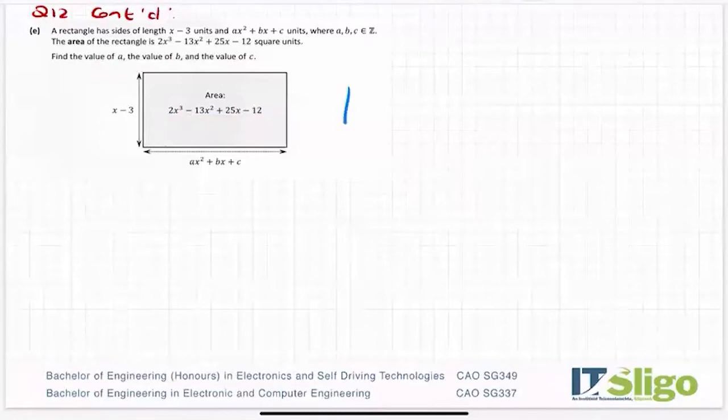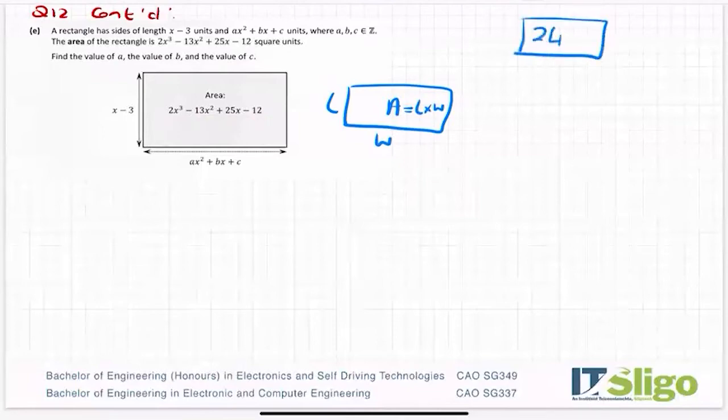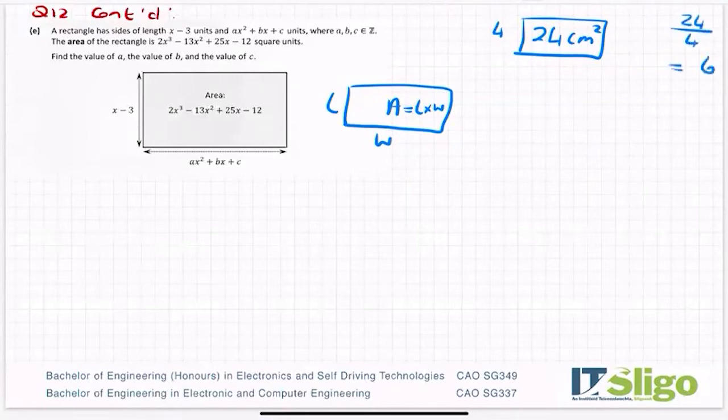So with any rectangle, how do I get the area? Well, you go length by width. So if I had a rectangle and its area was 24 centimeters squared, and I told you this side was 4, what would you do to find this side here? Well, you would go 24 divided by 4 to give you 6. So just in the same way, we know our area is this. If we divide it by the length, we're going to get the width.